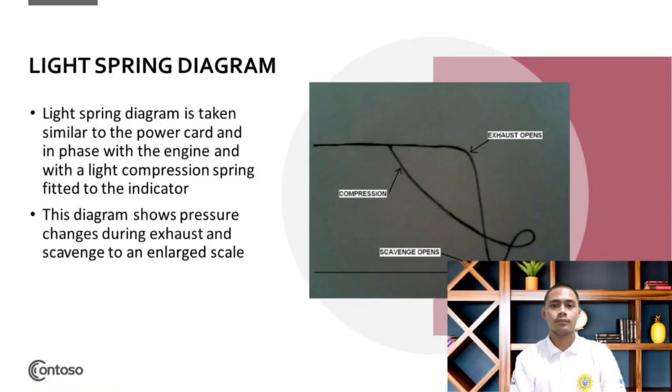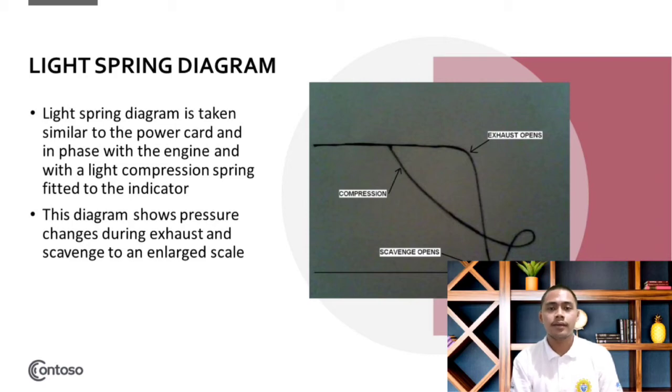The light spring diagram is taken with the same indicator instrument similar to the power card diagram. The only difference is a light compression spring fitted to the indicator instrument. The light spring allows the device to be operationally sensitive during the exhaust and the scavenging procedure, while the working pressure is much lower. The diagram shows the changes during the exhaust and scavenge processes to an enlarged scale, so this diagram is mainly used to monitor and detect problems during these processes.